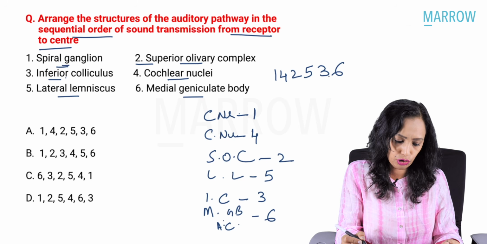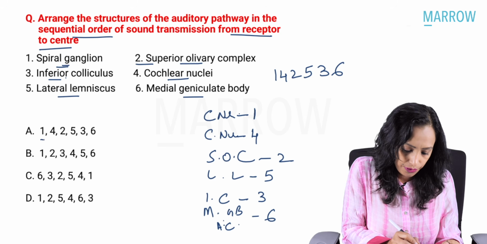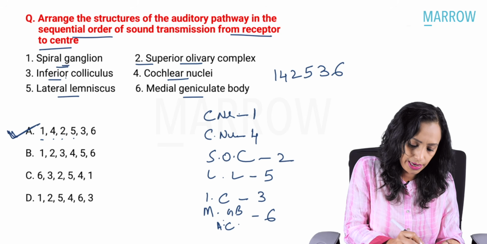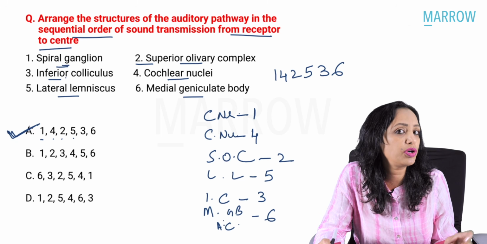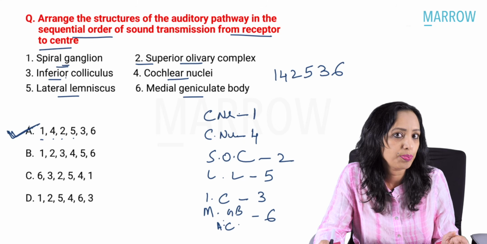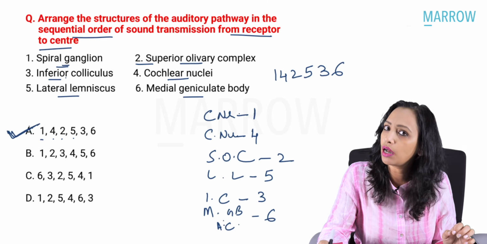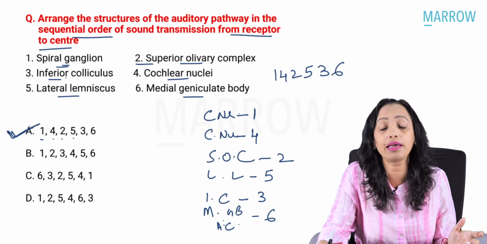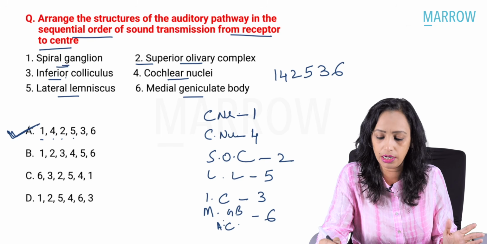Let us see which choice has this. 1, 4, 2, 5, 3, 6. So that is in choice A itself. So yes, this is a question that has been repeated the third time now. Previously, when it was asked, cochlear nerve was given. This time what they have changed is that the spiral ganglion has been given instead of cochlear nerve.